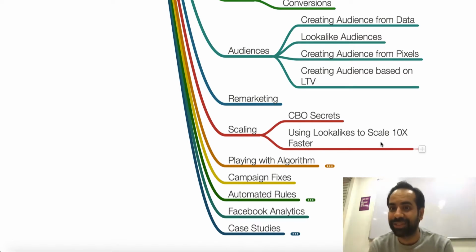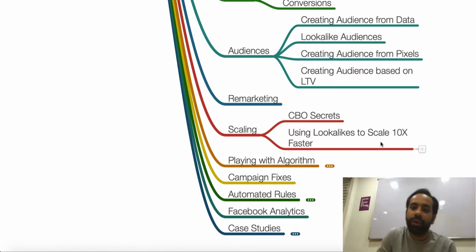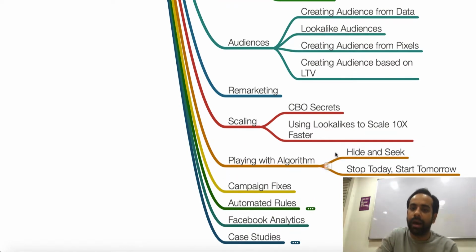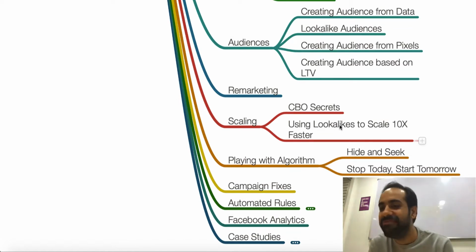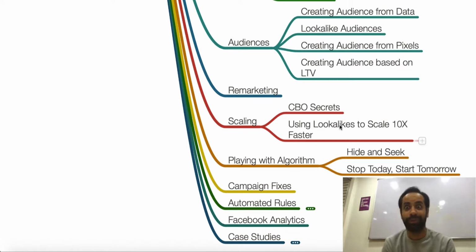Then using lookalikes to scale 10x faster with a 1 to 10% method, right? Then we're going to talk about how to play with the algorithm. Hide and seek. We're going to play a game with the algorithm of Facebook. Then we're going to stop today, start tomorrow, if our ads fail to run, of course.